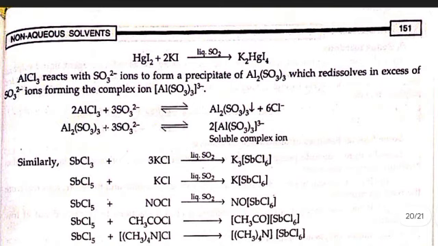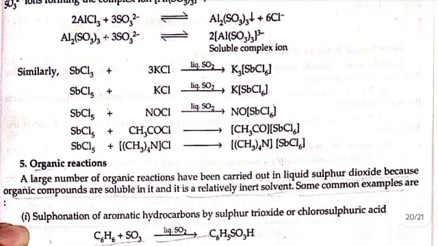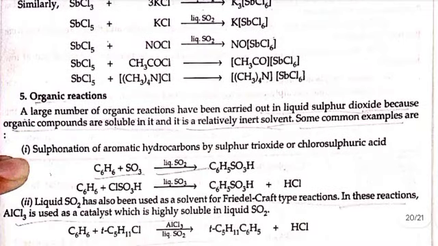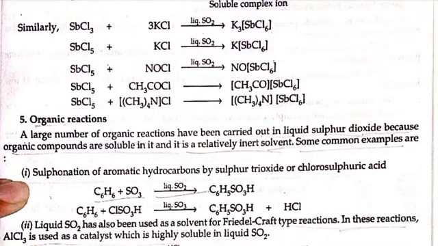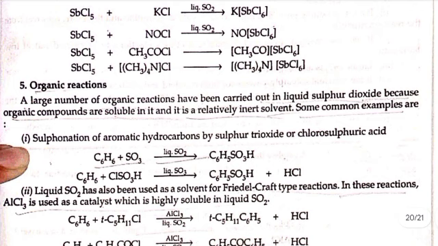AlCl3 reacts with sulfite ions to form a precipitate of Al2(SO3)3, which dissolves in excess of sulfite ions, forming the complex ion Al(SO3)3 3-. AlCl3 plus 3SO3 2- gives Al2(SO3)3 plus 6Cl-. Similarly, SbCl3 plus KCl gives K3SbCl6, SbCl5 plus KCl gives KSbCl6, SbCl5 plus NOCl gives NOSbCl6, SbCl5 plus CH3COCl gives CH3COSbCl6.